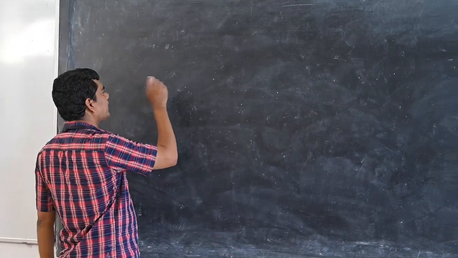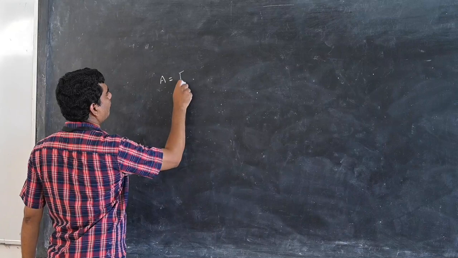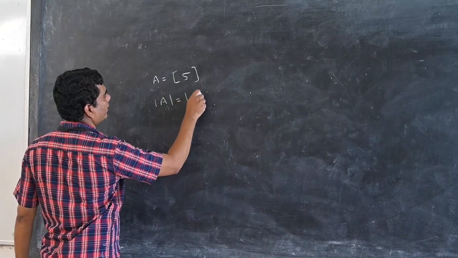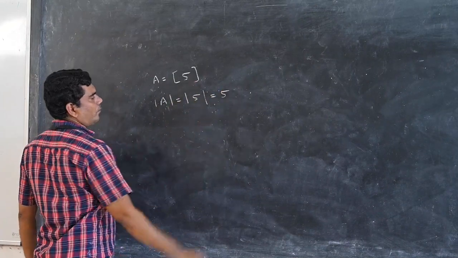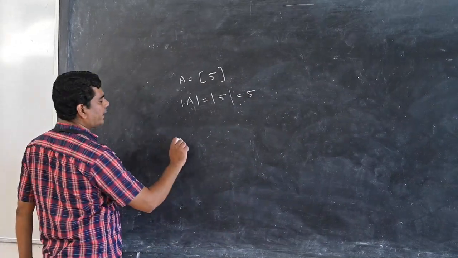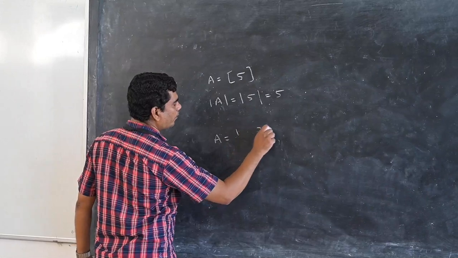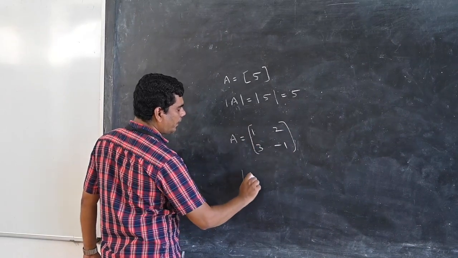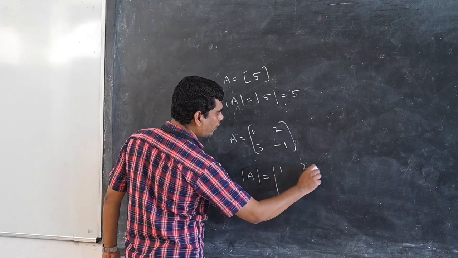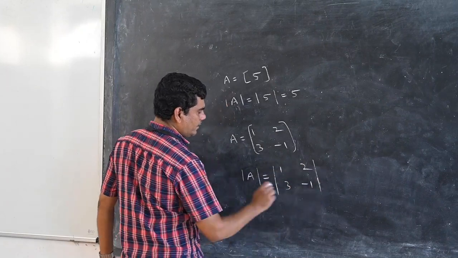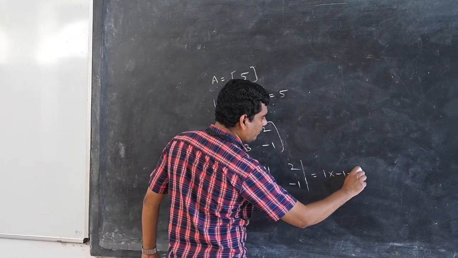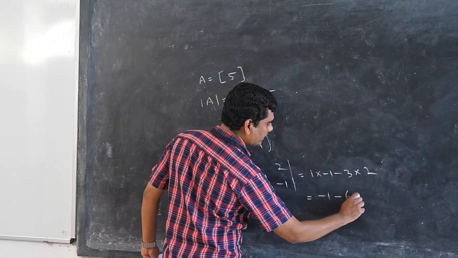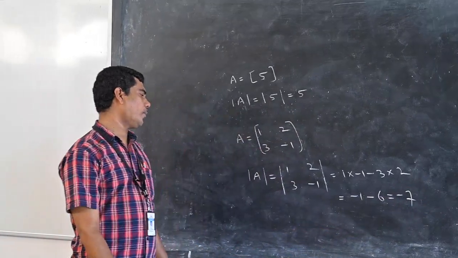Example, consider matrix A is equal to the matrix 5. Determinant A is equal to determinant of 5, which is equal to 5. Consider A is equal to 1, 2, 3, minus 1. Determinant of A is equal to determinant of 1, 2, 3, minus 1. This is equal to 1 into minus 1 minus 3 into 2. This is equal to minus 1 minus 6.